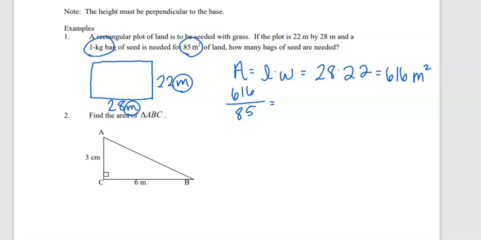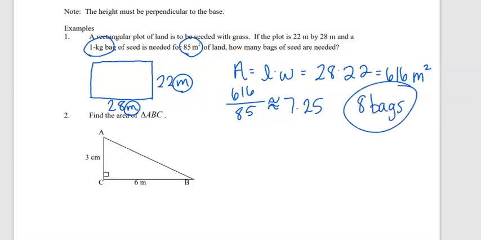So when you do that division, you get approximately 7 and 2500ths. And so if we were going to go buy bags of seed, 7 would not be enough, which would mean to cover this in seed, I would have to purchase 8 bags.